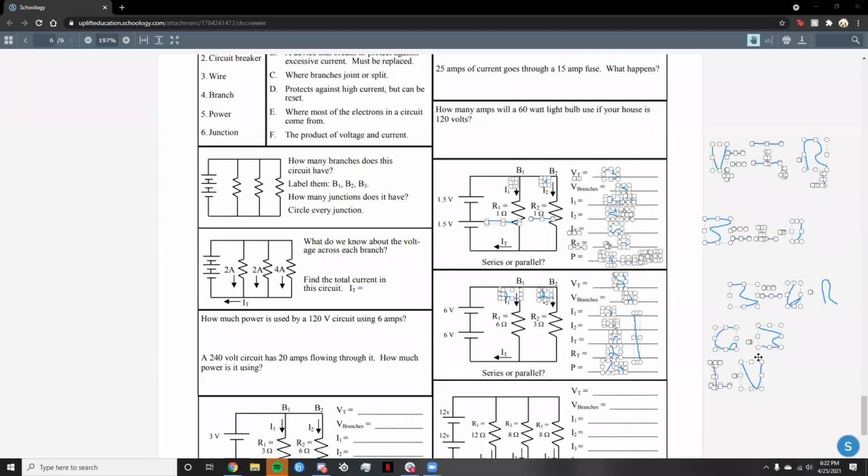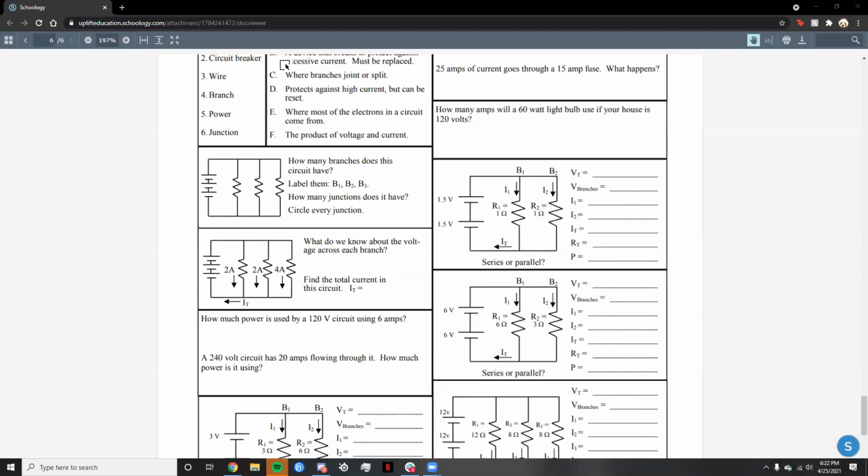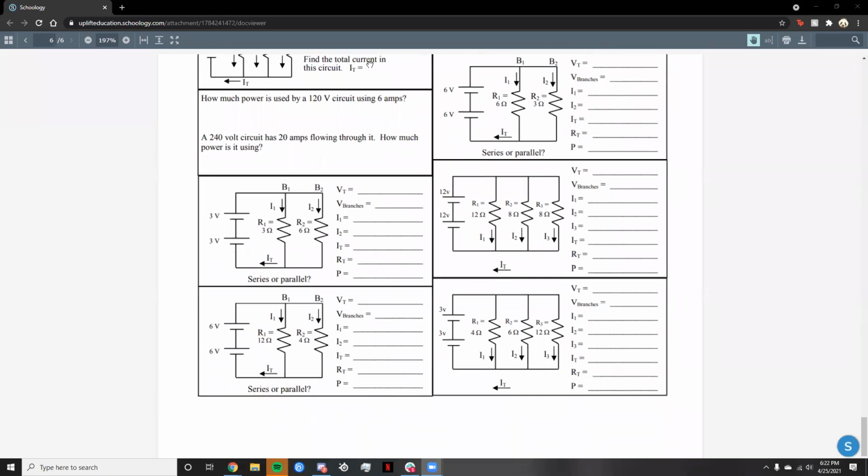Moving on. Simple like that. We'll stay on this side. So our total is 24 volts. Each branch gets 24: 24, 24, and 24.